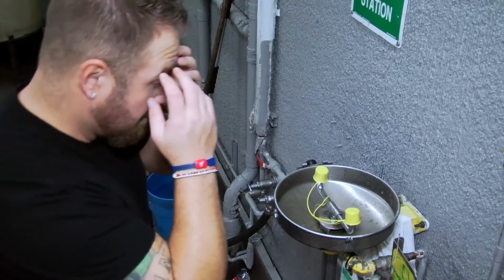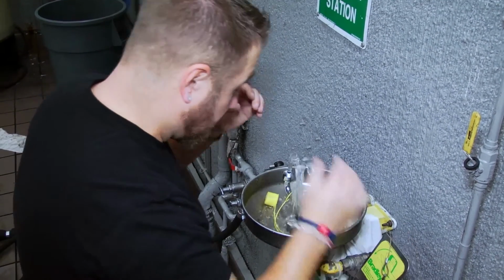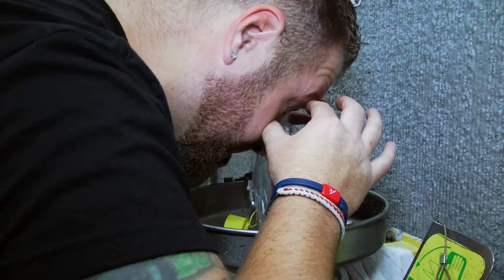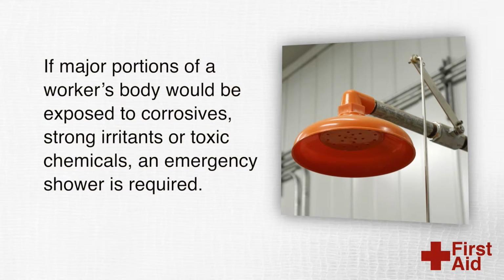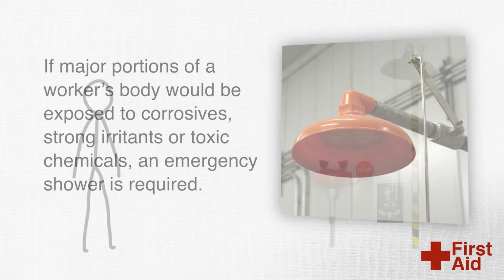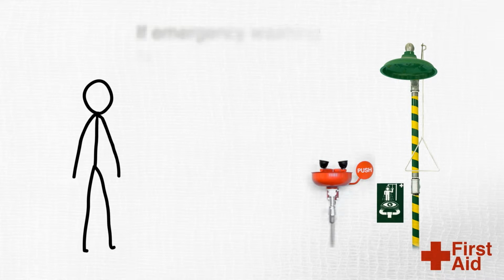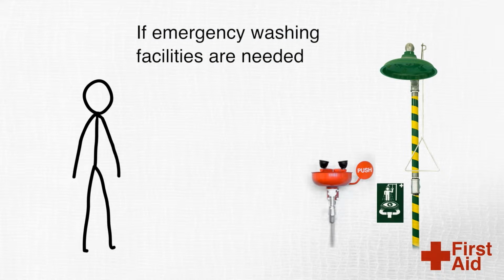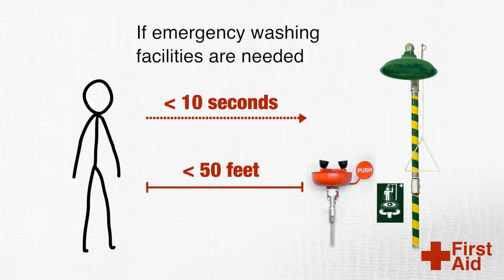Emergency eye washes are required where there is potential for worker eye exposure to corrosives, strong irritants, or toxic chemicals. If major portions of a worker's body would be exposed to these substances, an emergency shower is required. One important item to remember: if emergency washing facilities are needed, they must be located within 10 seconds travel time or less than 50 feet from the worker.